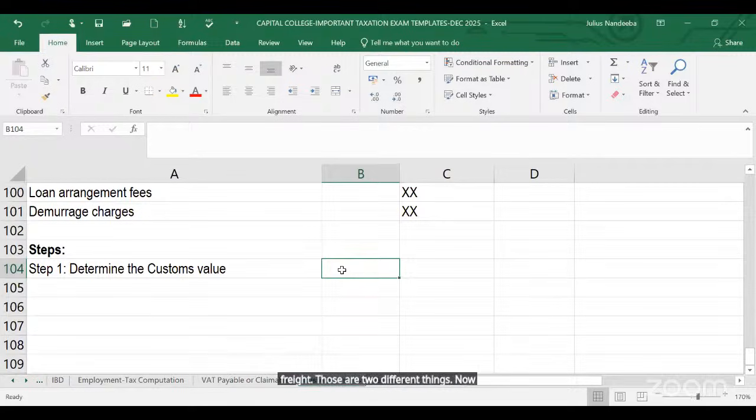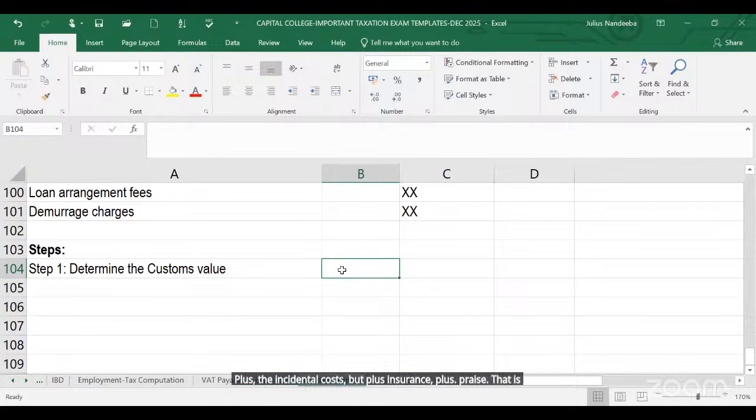Now, it includes the freight. The goods cannot come to Uganda unless they are insured. So you also incur insurance. That's why sometimes the customs value is called the CIF. Costs, and cost means the cost of the goods plus the incidental costs, but plus insurance plus freight.